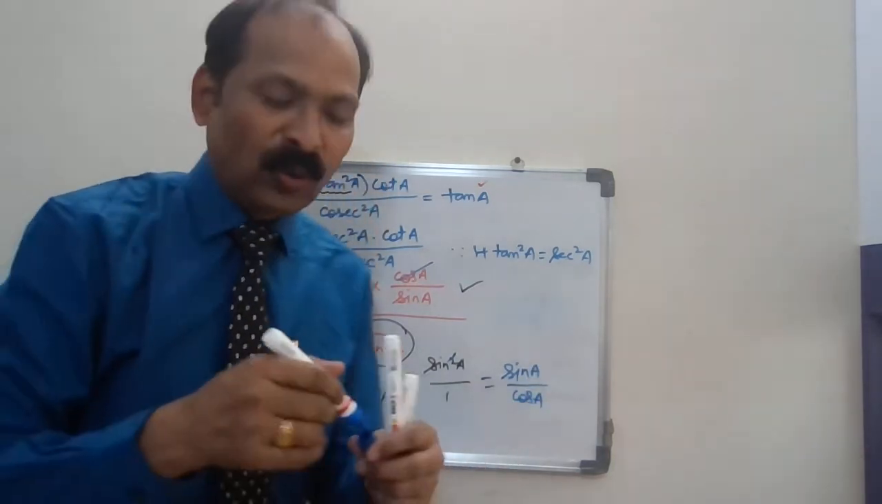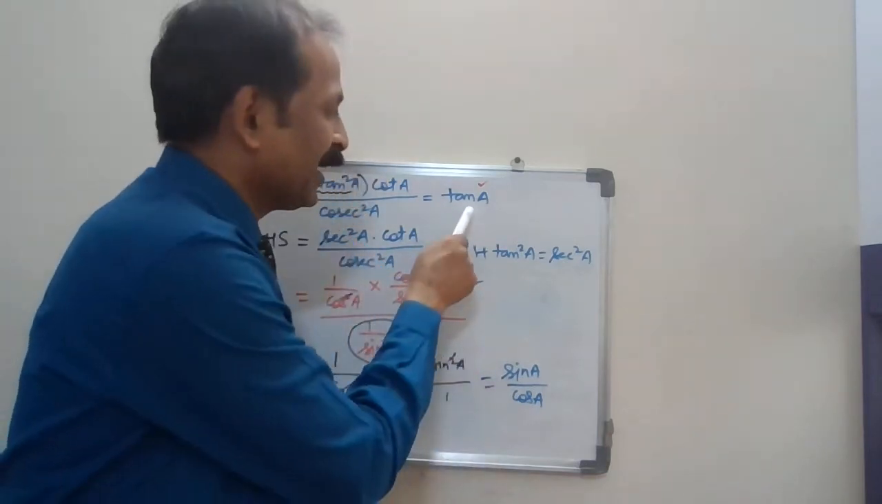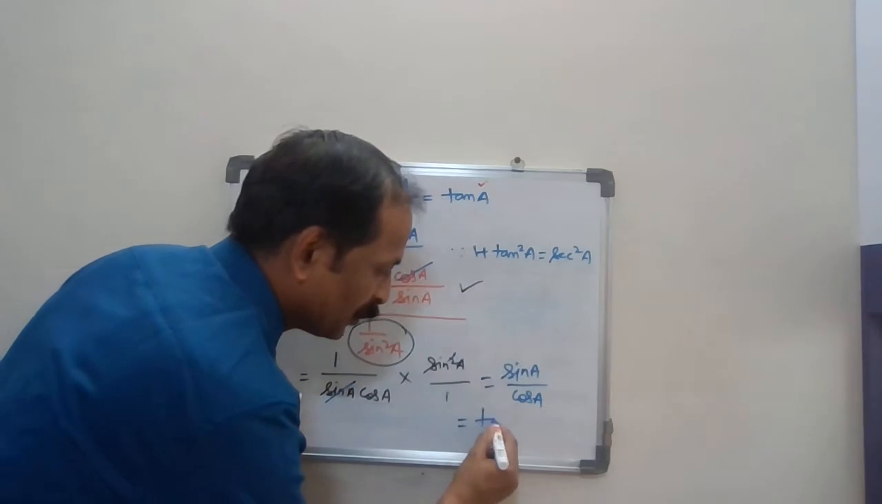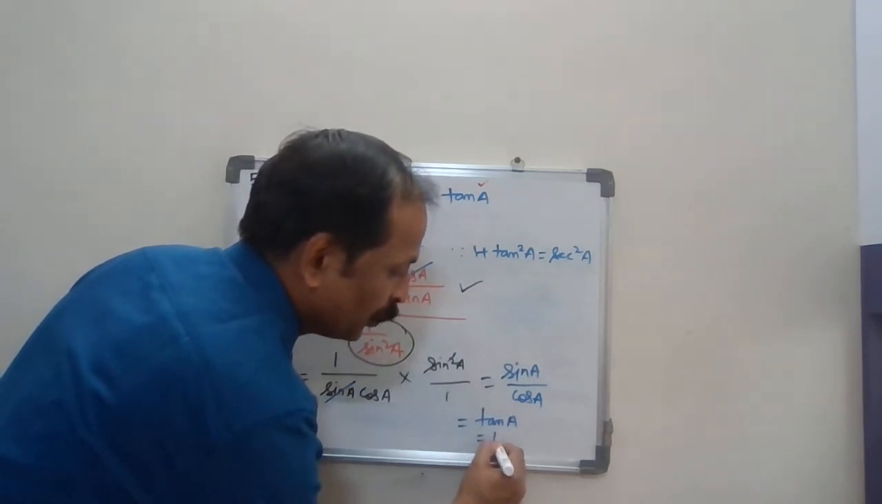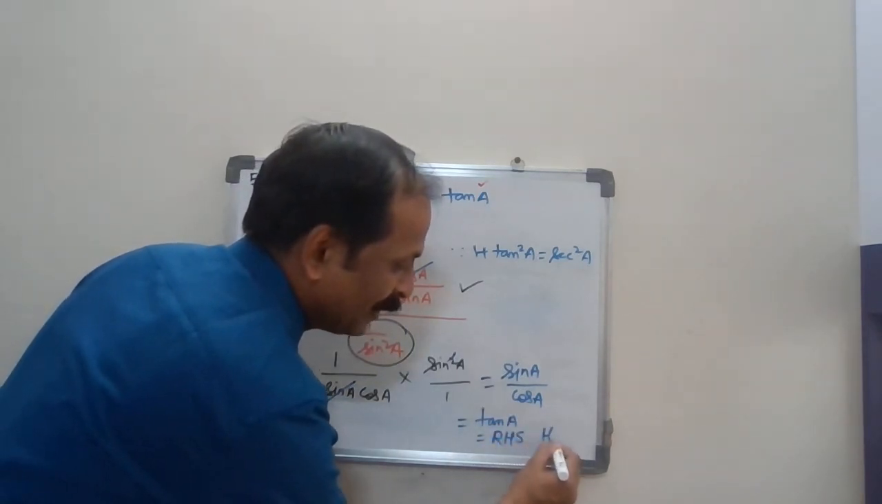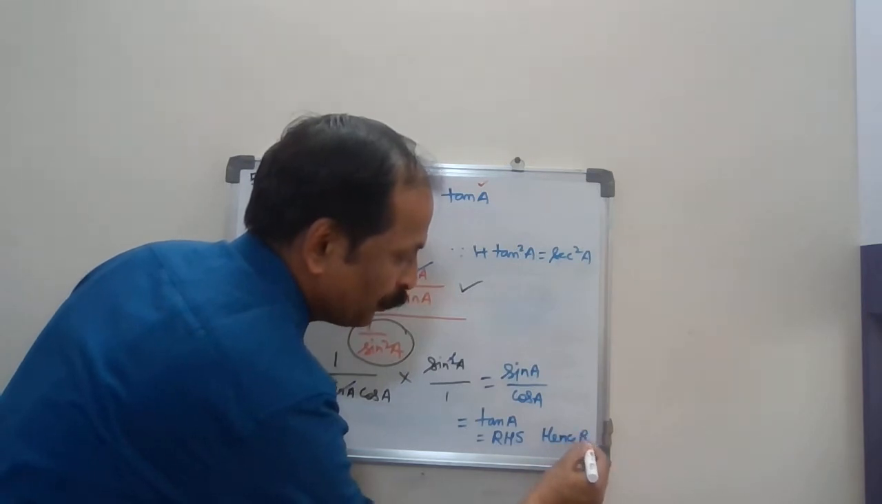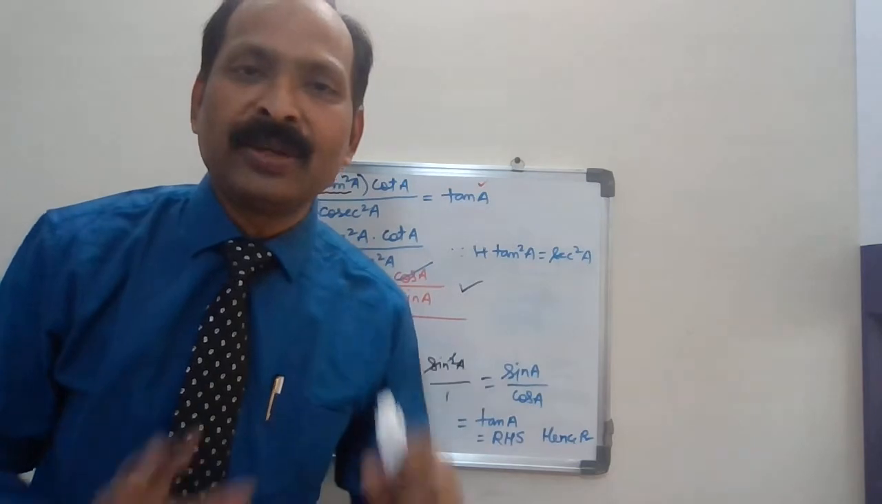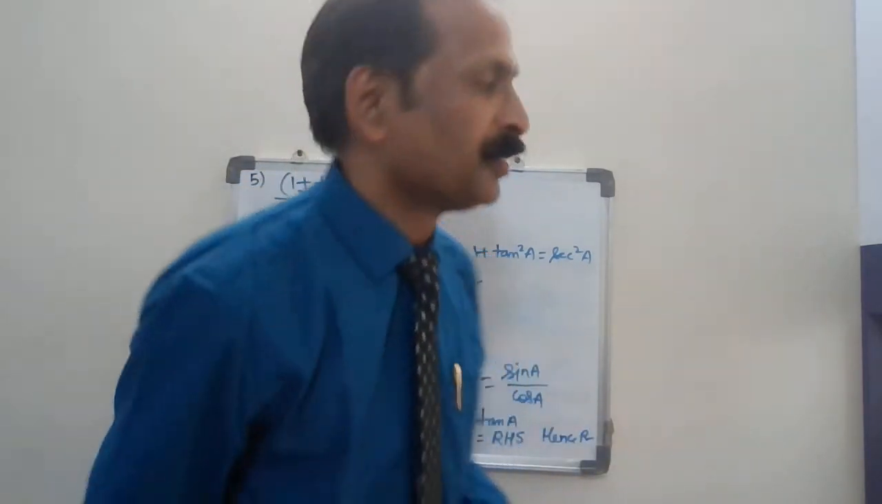As I told you, you go one step behind, then you can get the answer. Your tan A means sine A upon cos A, and which is your tan A. Some children solve the right hand side, hence proved. Clear? You can pause in between and you can try by yourself as well.